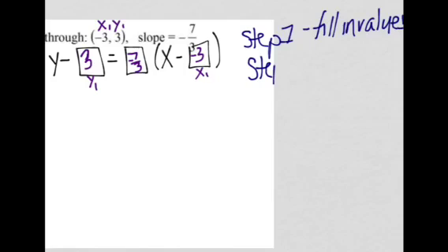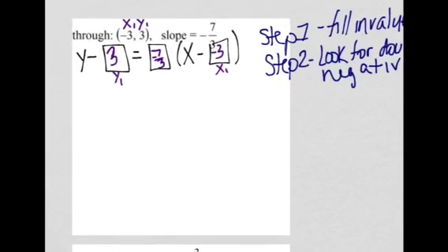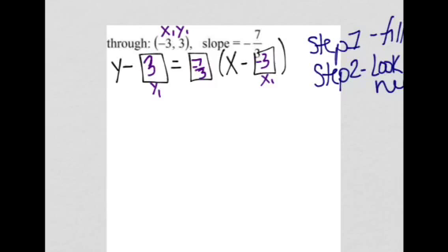Step 2, look for double negatives. By that, I mean whenever you're minusing a negative number, the only two places it's going to happen are right here with y minus 3 or right here inside the parentheses. So when I look inside my parentheses, I have minus a negative 3. That is considered to be a double negative. So I'm going to go ahead and turn that into a positive before I begin.